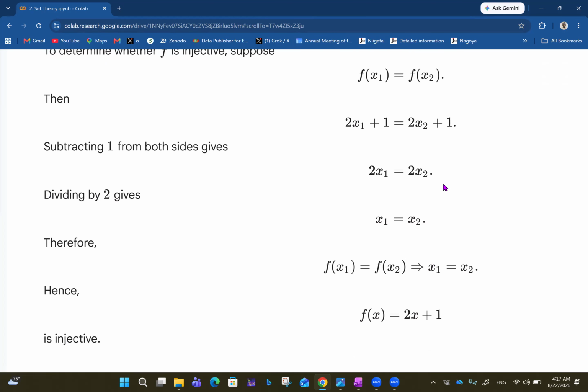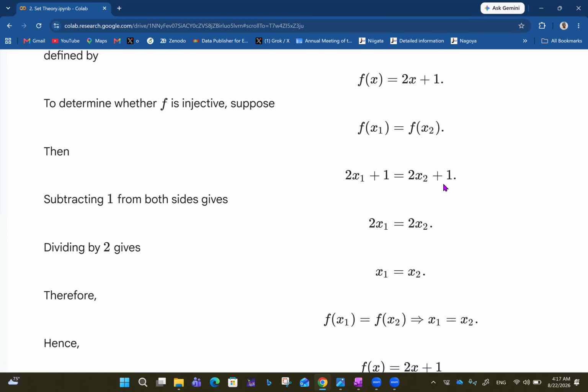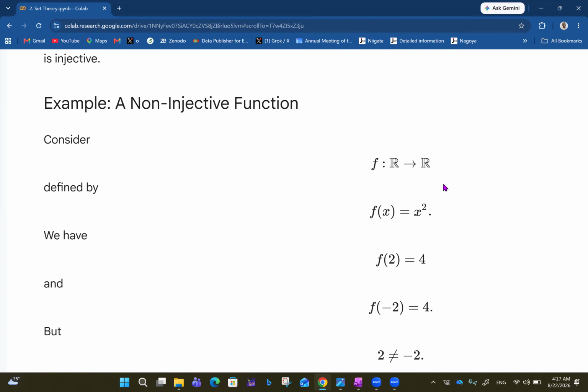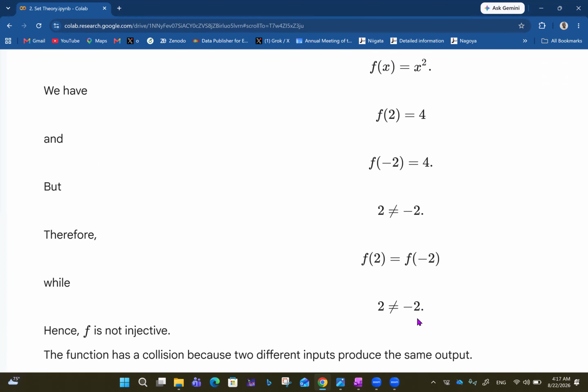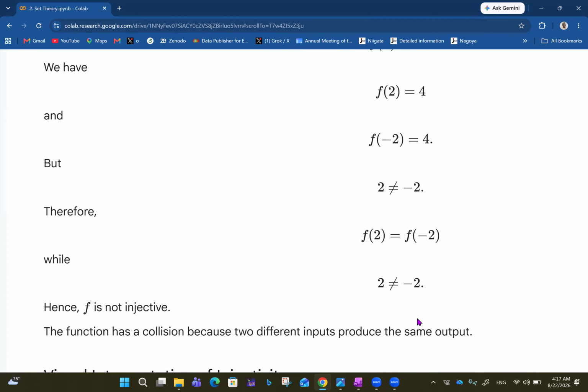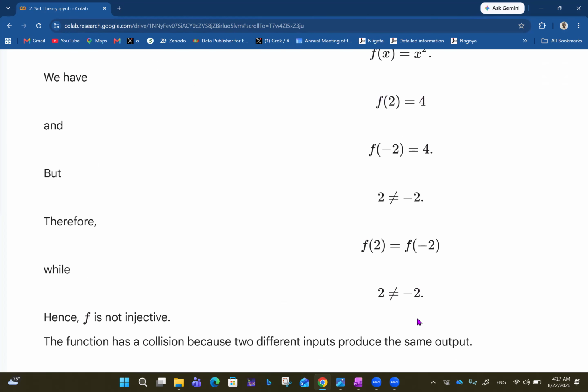So that's a simple way to determine injectivity. Then, for a non-injective function, see what happens. Consider f maps R to R defined by f of x equals x squared. So we have f of 2 is 4, and then we have f of minus 2 is 4. So in that case, 2 is not equal to minus 2. So we see f of 2 is equal to f of minus 2, and 2 and minus 2 are not the same. Therefore, we say that f of 2 is equal to f of minus 2, while 2 is not equal to minus 2. Hence, f is not injective.